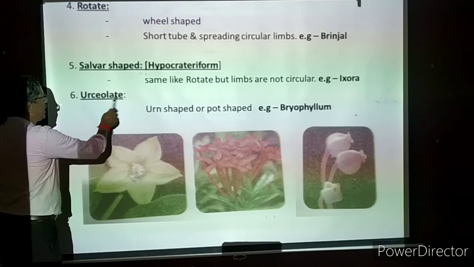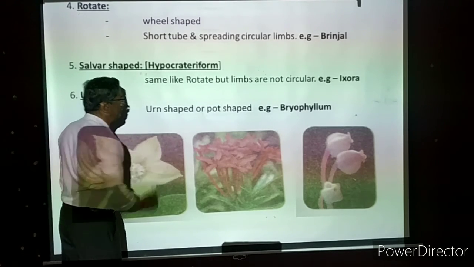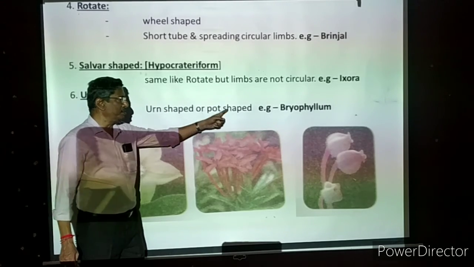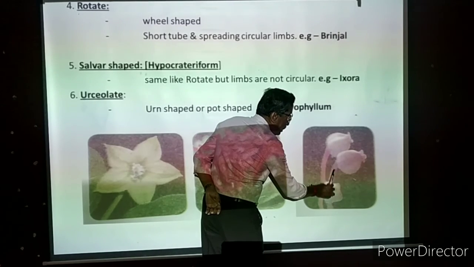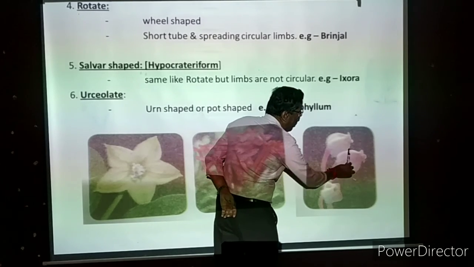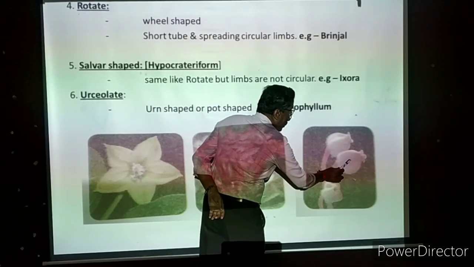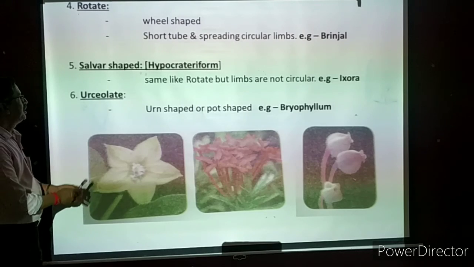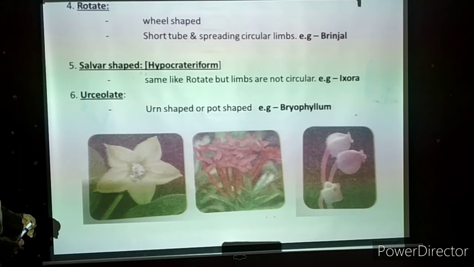Then the next one is urceolate. Once again I am using the term urn shaped. Urn means pot, pot shape. Example, Bryophyllum. Now you see that this is the claw, but the limbs are all fused together and give the appearance of a pot. At the tip it is slightly open. So this is pot shaped, and we call it urn shaped or urceolate. Example, Bryophyllum. So three more types. Altogether six different types of corolla are present.